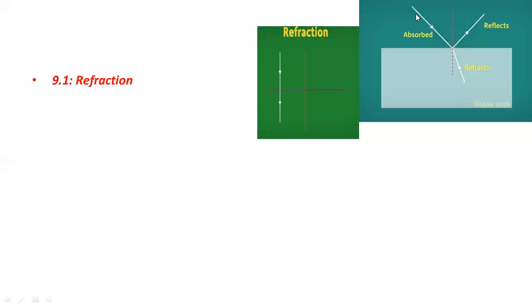So when light passes onto a certain medium, some of the light is absorbed, some is reflected, and some passes through into another medium and then it bends. That bending of light is called refraction. In this chapter, the first topic is refraction.